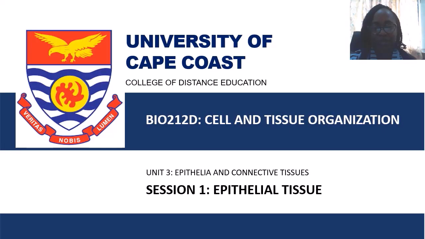Hello, you are welcome to Unit 3 of Cell and Tissue Organization course. Under the first two units, we looked at the general cell structure and function, and also the movement of substances into and out of the cell. So under Unit 3 of this course, we'll be looking at animal tissues. And first of all, we will start with the first two animal tissues, that is epithelial and connective tissues. Hope you enjoyed this course also.